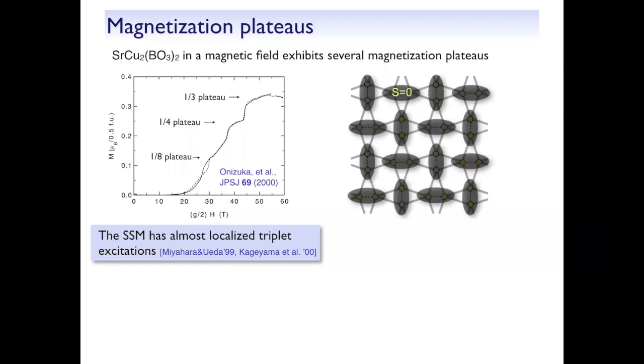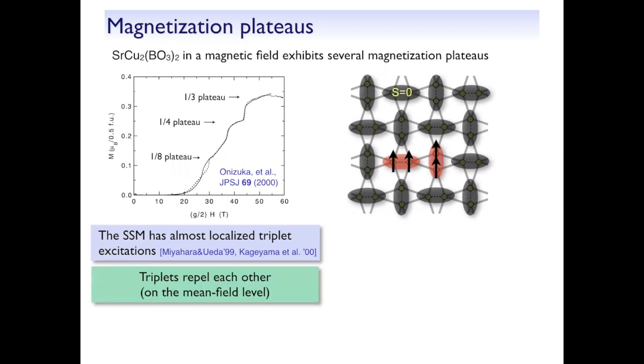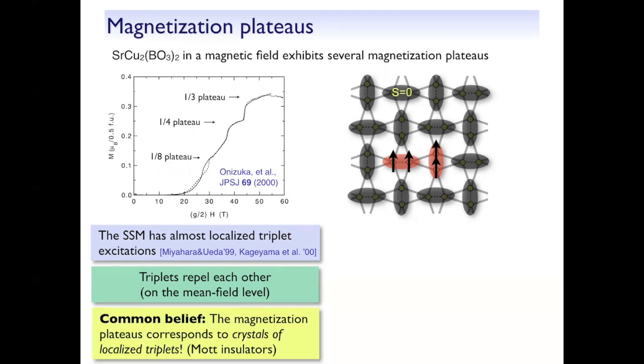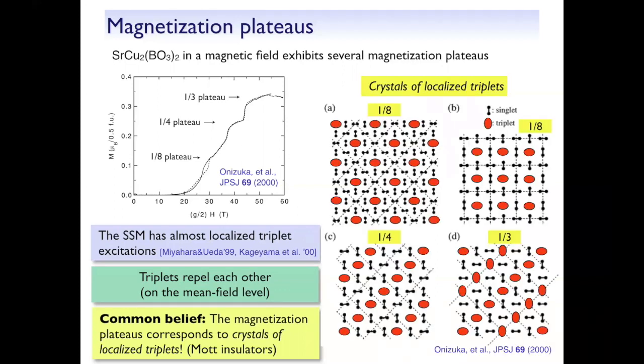Now, already early on, people realized that this system has almost localized triplet excitations. So, right, you can take the ground state and just promote one of these singlets into a triplet. And then one can also easily show that if you put two triplets next to each other, they feel a repulsion, at least on the mean-field level. And this has then led to the common belief that the magnetization plateaus that you have here correspond to crystals of these triplet excitations. And so here you see some early suggestions of these triplet crystals, right? Where in red you have the triplets and in black these are the singlets.